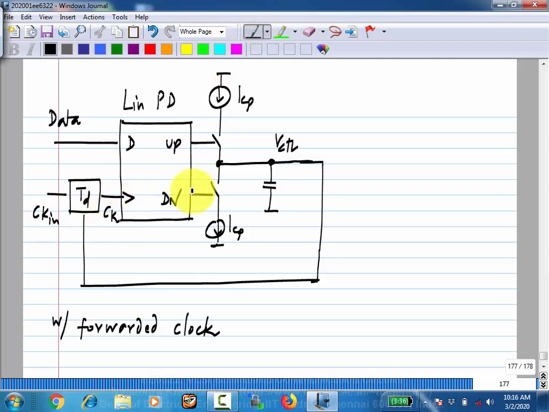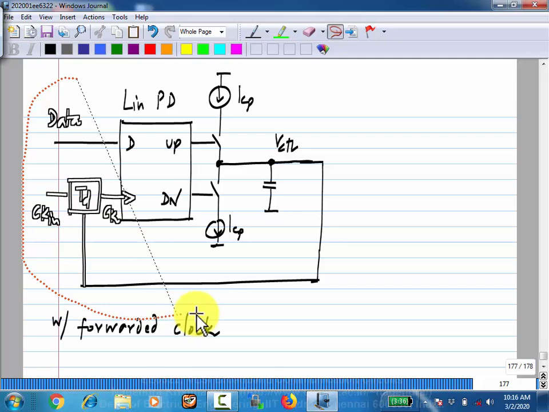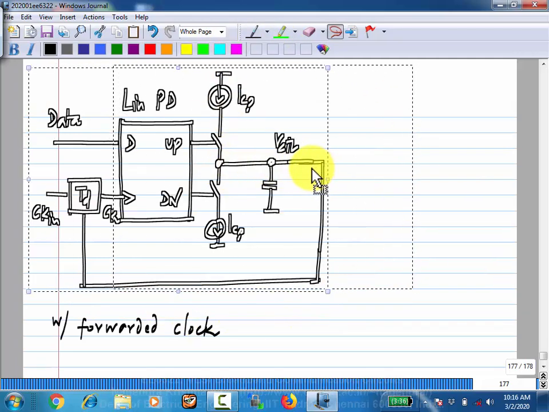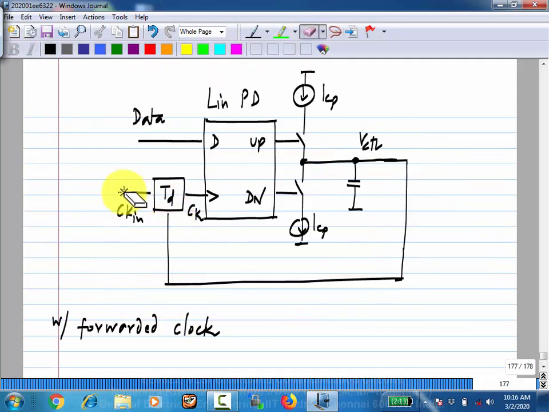Now what do I mean by that? What I mean is that the relationship between this data and clock should change in the same way as in this circuit. Is this okay? So to do that, let me introduce a small modification here.